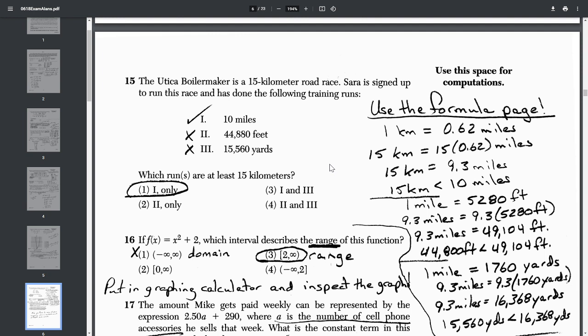So when you graph this, it's going to make a parabola, and the bottom of its graph is 2, and it hits 2. That's why it's a square bracket. And then it goes up and up forever. That's why it's an infinity sign. So number 16 is choice 3.